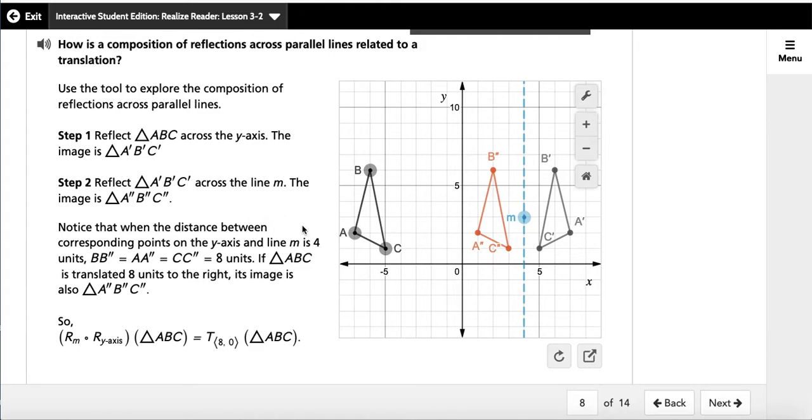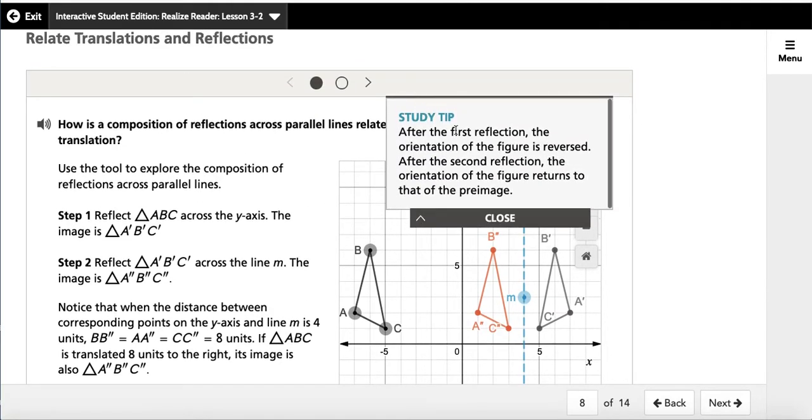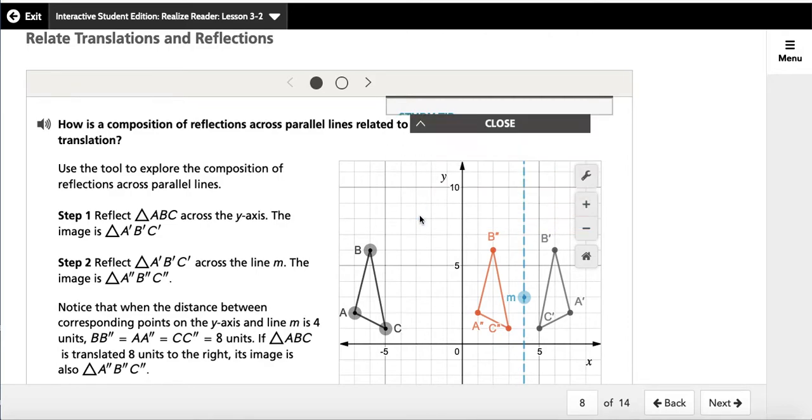They want you to notice a couple things. One, that after the first reflection, the orientation of the figure is reversed. So from here to here, notice it's been flipped and reversed. Then after the second reflection, the orientation comes back to what it was in the pre-image. So notice triangle A double prime, B double prime, C double prime is in the same orientation as ABC. So that's what's going to happen when there's a reflection about two parallel lines.